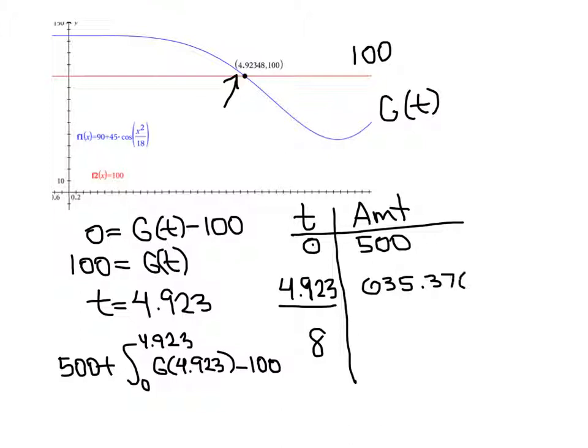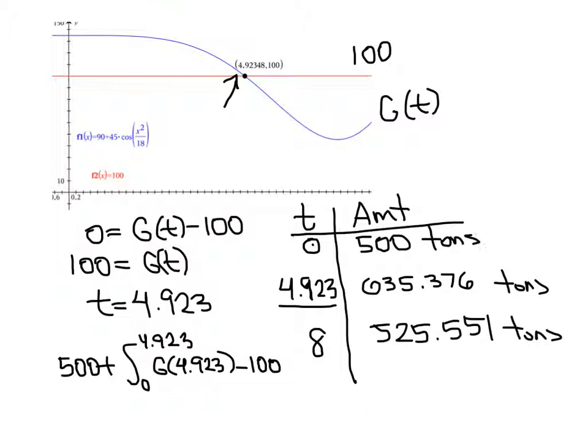If you do that correctly, you will find the amount of gravel at this time is 635.376 tons. Then we would do the exact same thing for 8, replacing 4.923 with 8, and we end up with 525.501 tons. So our conclusion, because the question was what would be the maximum amount of gravel at the plant: at time 4.923, the maximum amount would be 635.376 tons of gravel.